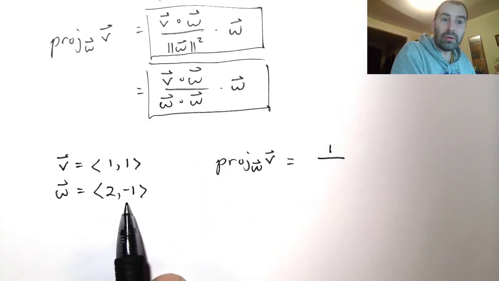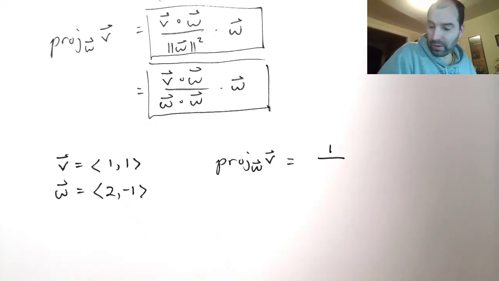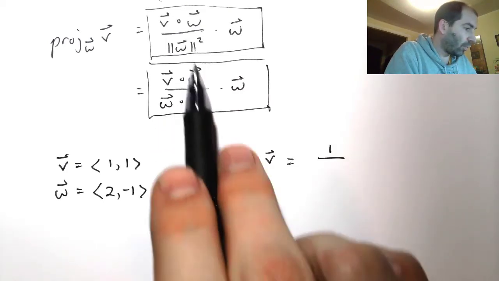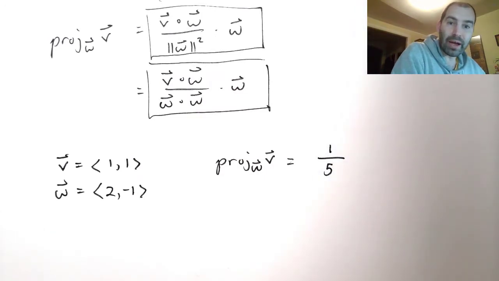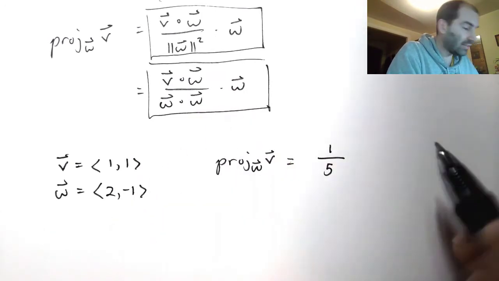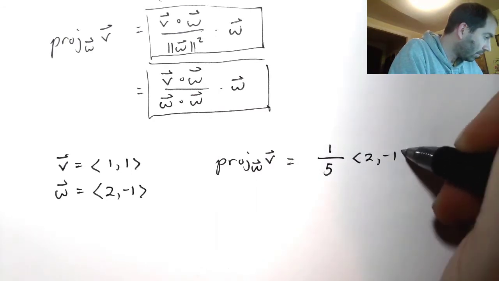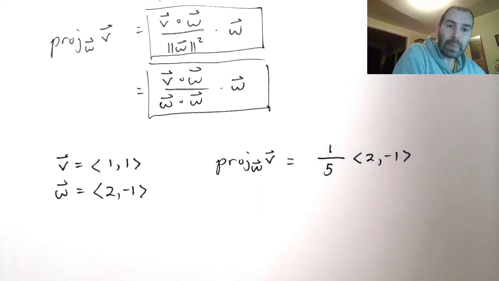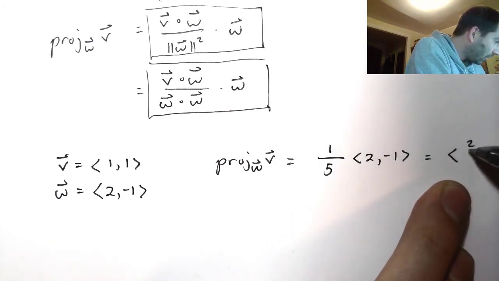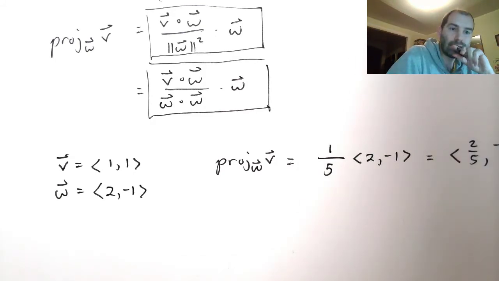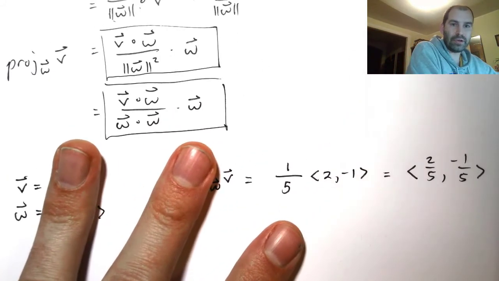w dot w, well, we found the length of w earlier in this video too. We found it was the square root of 5. So this is the length squared, like I wrote here, so it's just 5. And then I multiply by the vector w. Well, that's the vector 2, negative 1. Let's go ahead and distribute this scalar inside. So it's the vector 2/5, negative 1/5.